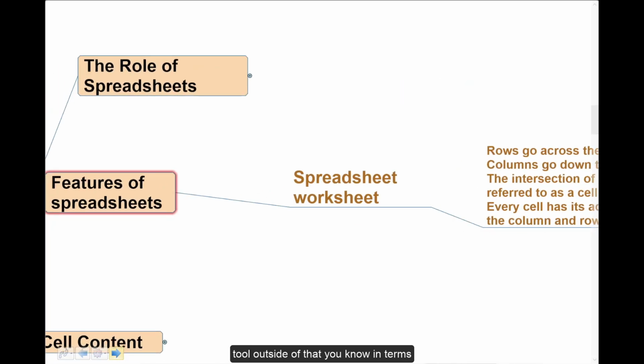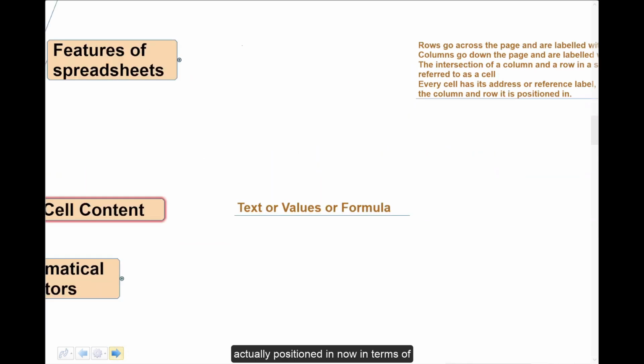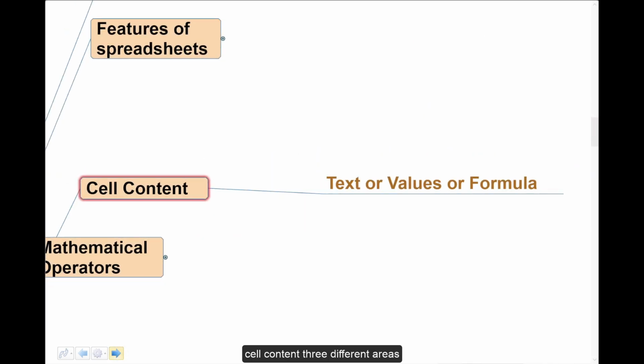Outside of that, in terms of the features, we know that we have rows across the page labeled with numbers. We have columns down the page labeled with letters. We have intersections between a column and a row, referred to as a cell. We know that every cell has its address, or reference label, composed of the column and row that it is positioned in.